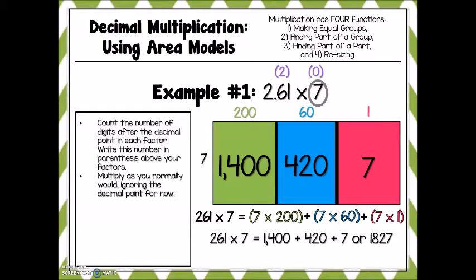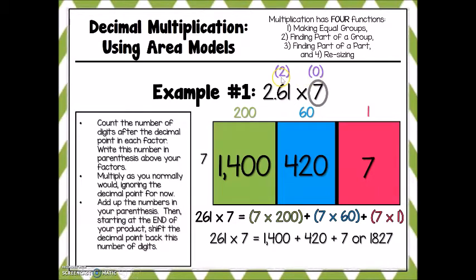But I know it wasn't 261, it was 2 and 61/100ths. So now I need to use these numbers in parentheses that I wrote at the start of my problem in order to help me solve the decimal part of this question. So I'm going to add these two numbers together. In other words, 2 plus 0 equals 2. And what that answer tells me is how many places I need to move my decimal point in my final answer. So I'll start with thinking that the product is going to need to have 2 digits after the decimal point because 2 plus 0 is 2.